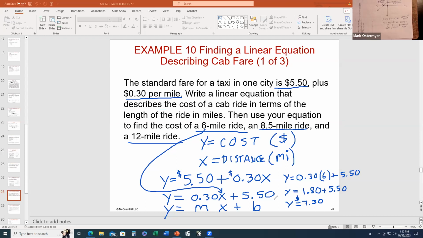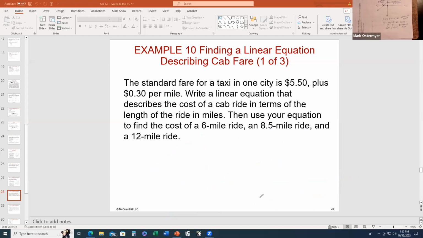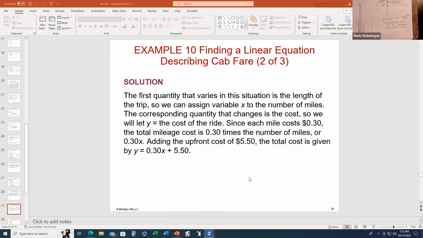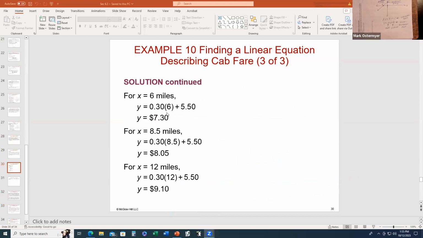So now we're getting a taste of how we can use linear equations to model everyday situations here. This is just going through the solution I just went through. And these would be the costs, ladies and gentlemen, of taking those rides in the cab. Is this making any sense here? How we modeled that cab situation according to a linear equation.